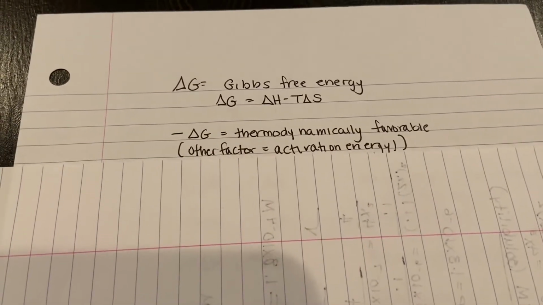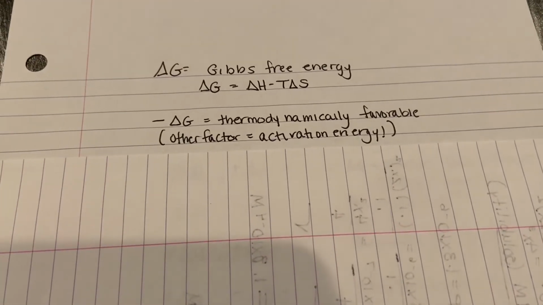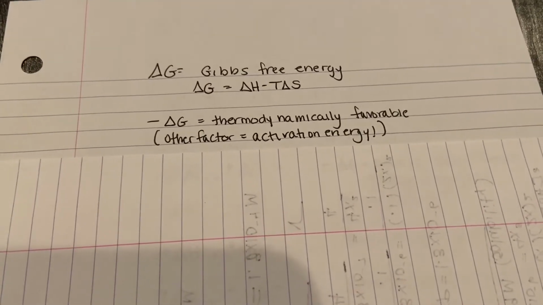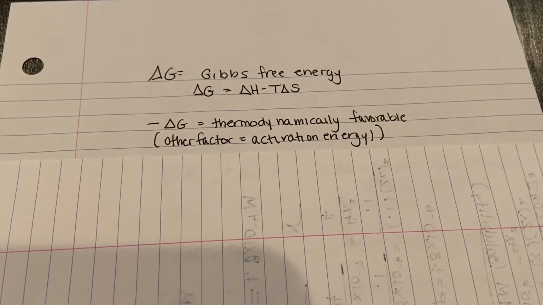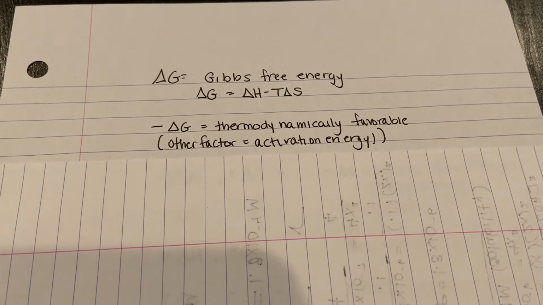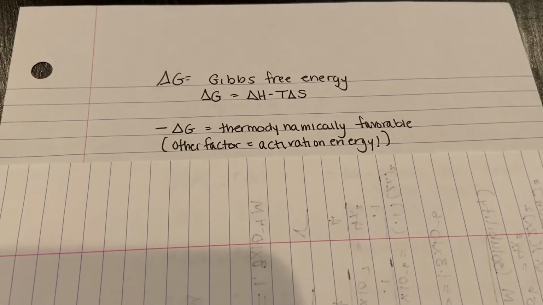Again, we said that negative delta G would mean that something is thermodynamically favorable. The other factor that comes into play is activation energy. So don't forget that if something has a really negative delta G and it doesn't happen on its own or doesn't happen a lot, you would be left to conclude that the activation energy must be very high.